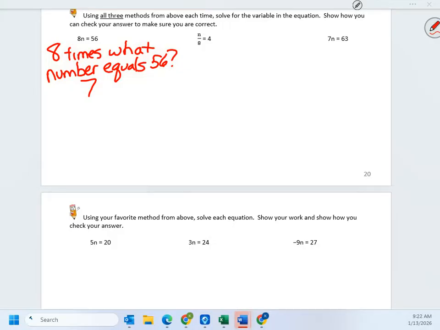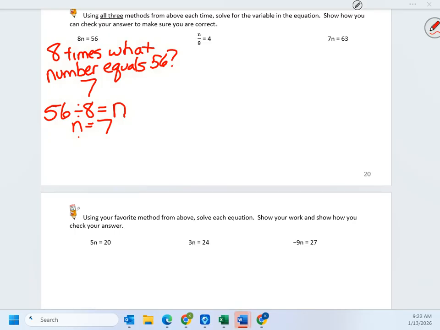What's another method we could use? Vinny? 56 divided by 8. We could use those math facts, the fact families. 56 divided by 8 equals n. And then we know 56 divided by 8 is 7. So you write out your fact family, and then you answer it.